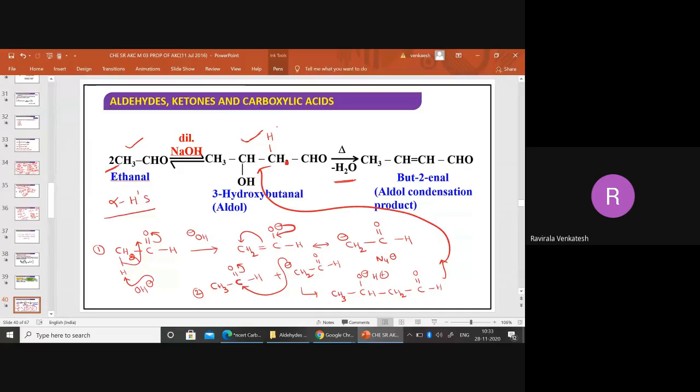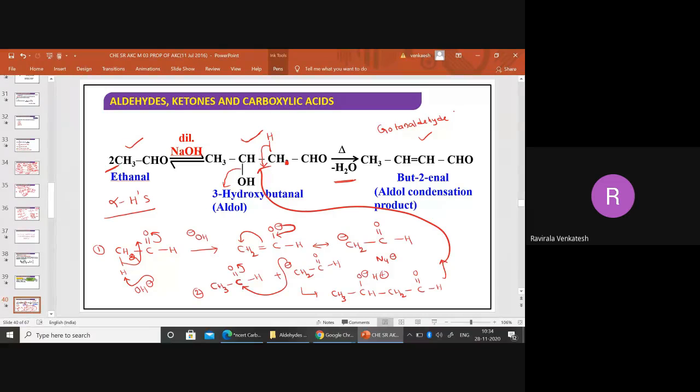Put one hydrogen here, isn't it? Now what happened here? This bond will shift here and the OH bond will be eliminated here. Now we are going to get this. This is called what? Crotonaldehyde. The name of this one is called crotonaldehyde, right?